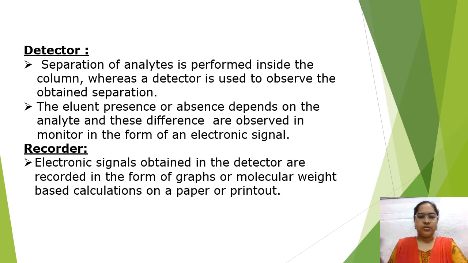So let's look at the next one, detector. Separation of analytes is performed inside the column, whereas the detector is used to observe the obtained separation. The eluent presence or absence depends on the analyte, and these differences are observed in a monitor in the form of an electronic signal. So from above, separation of liquid is done in the column, and the separated mixture is determined in the detector.